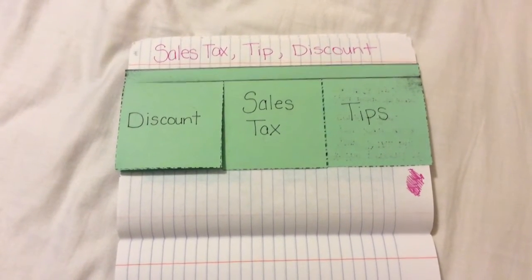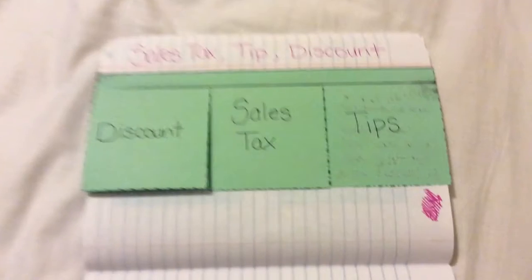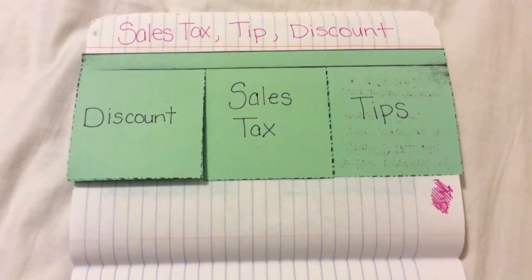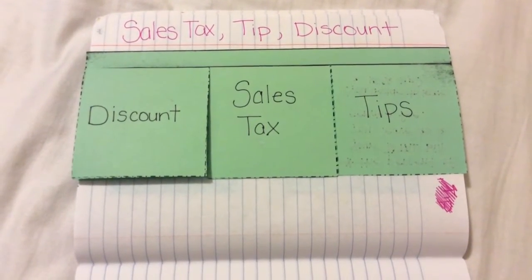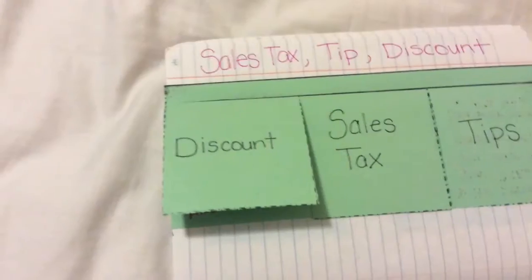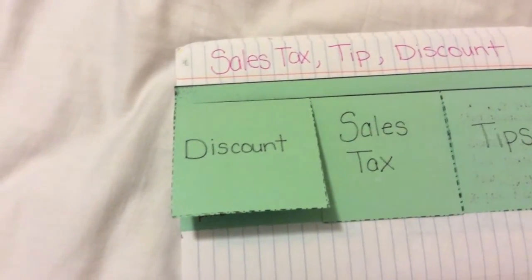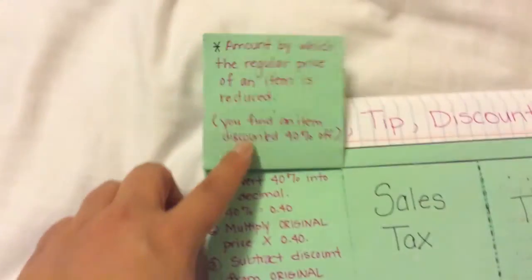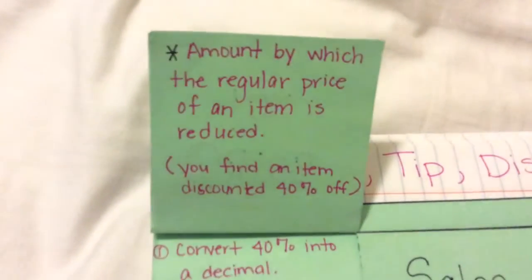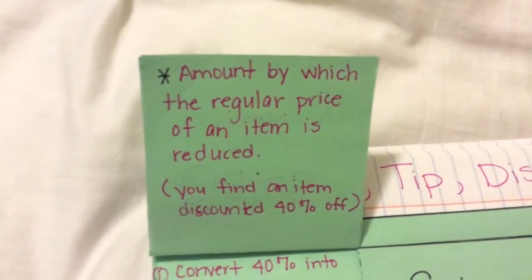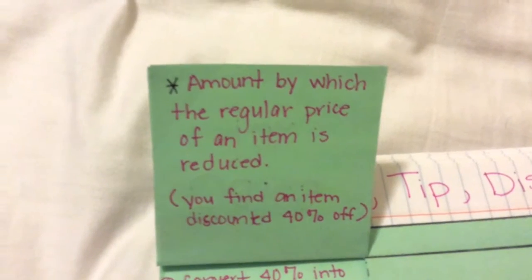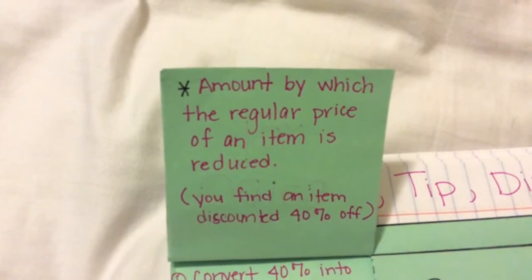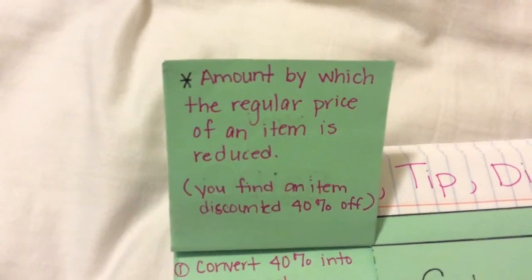In the front of the foldable, you should write discount, sales tax, and tips on each one of the tabs. We will begin with the discount. Flip it open. On the top of the tab, you will be writing amount by which the regular price of an item is reduced. In this case, you find an item discounted at 40% off.